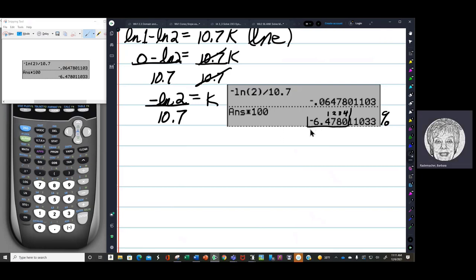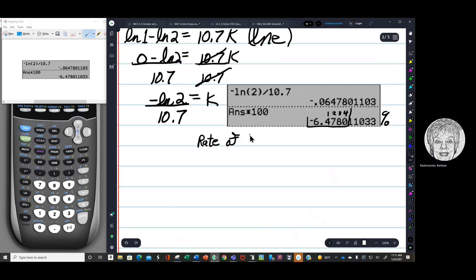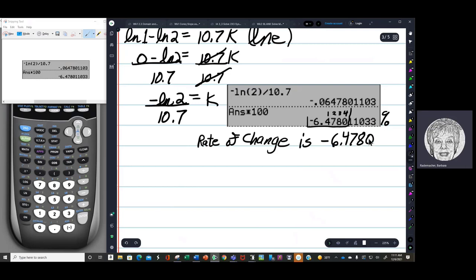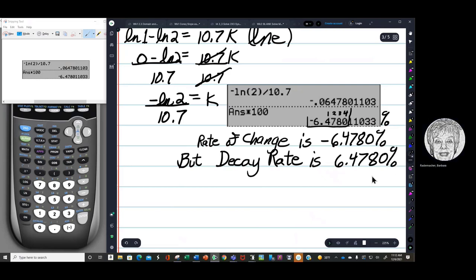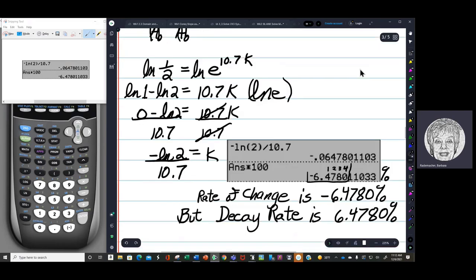That is, it's going to be the rate of change. You can think of it this way. The rate of change is negative 6.4780%. But the decay rate says that that number is negative. So we don't need the negative sign. The decay rate is 6.4780%. Let's double check that. I'm pretty sure it's right.